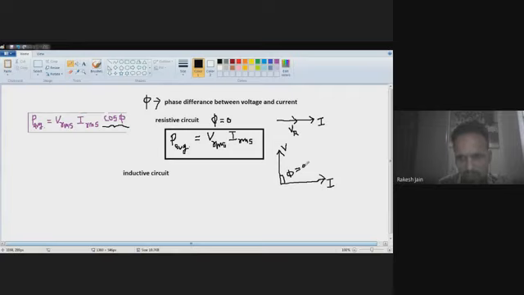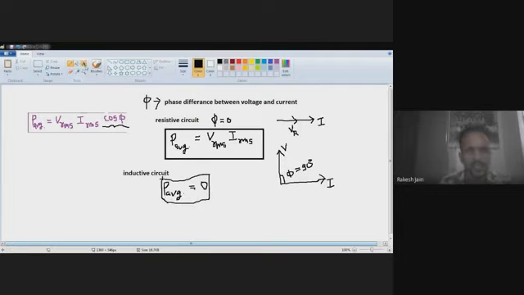So for this average power calculation, I have to put the value of phi in cos phi. What is cos 90 degrees? Cos 90 degrees is 0. That's why the average power is 0 in case of an inductive circuit. This is a very interesting thing: in an inductive circuit, the average power is 0.